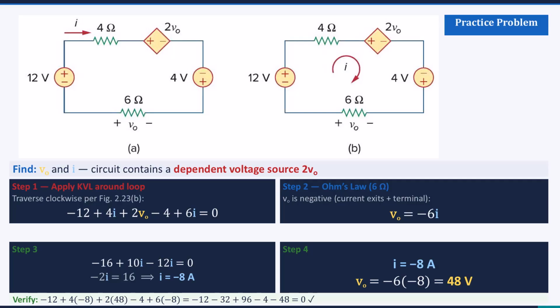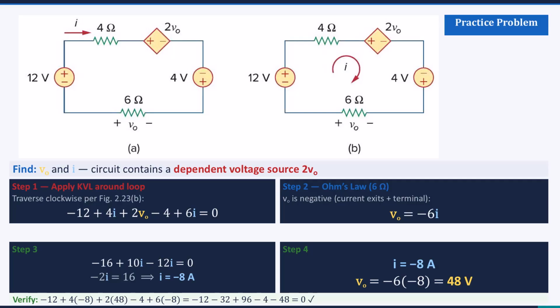Because the clockwise current exits the plus terminal of V0, V0 is negative, V0 equals -6I. Step 3. Substitute and solve. Substitute V0 equals -6I into the KVL equation. This gives -16 plus 10I minus 12I equals 0, or -2I equals 16, so I equals -8 amperes. The negative sign means the actual current flows counterclockwise, opposite to our assumed direction.